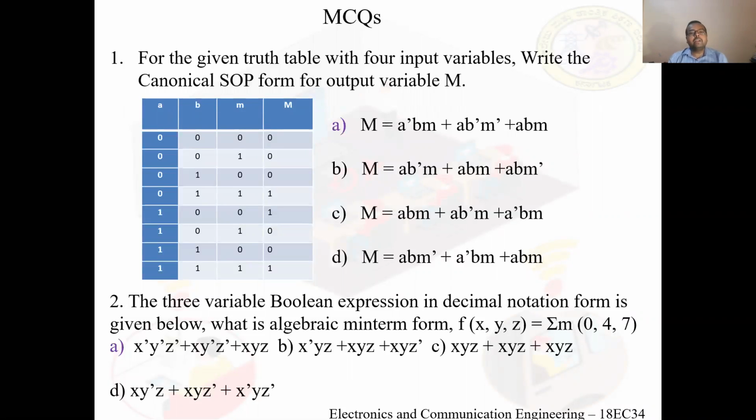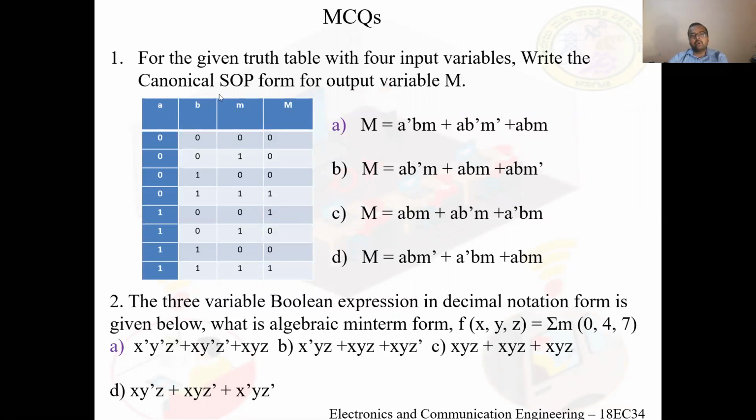Now we'll look at some of the multiple choice questions. The first one: for the given truth table with 4 variables, write the canonical SOP form for output variable m. Now we have 4 variables. Out of these 4 variables, 3 are input variables, A, B, and C, and the small m, the capital M, what you see is the output variable. Now write the canonical SOP form for output variable m.